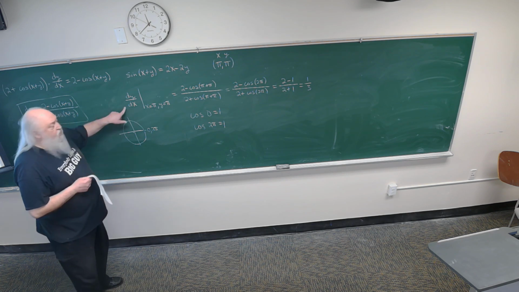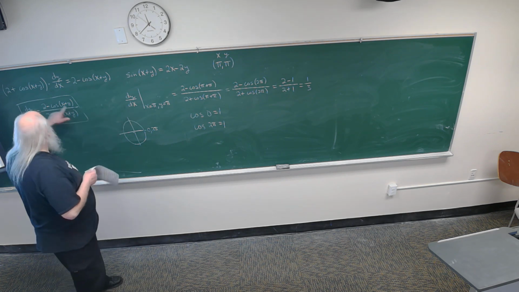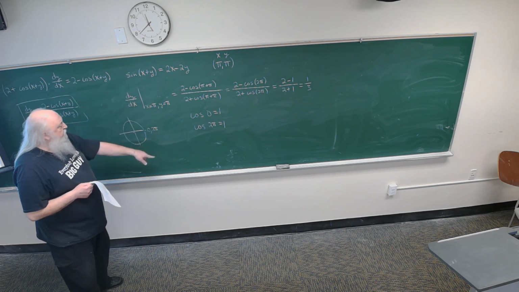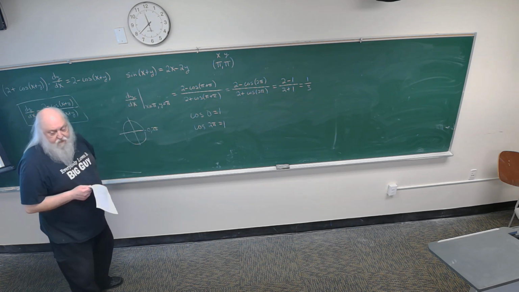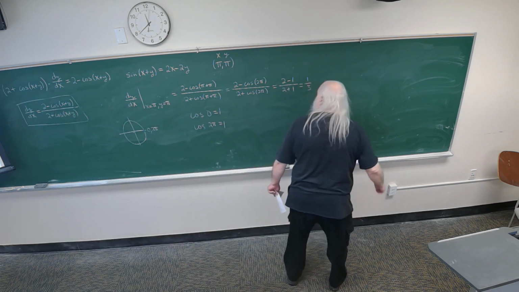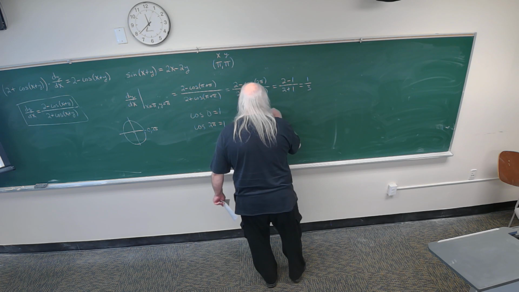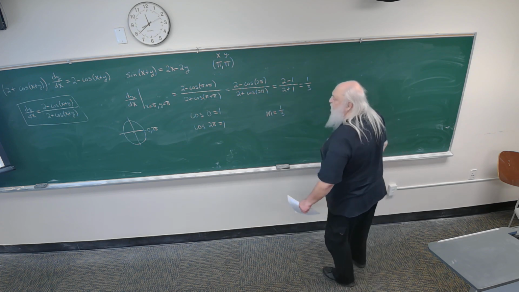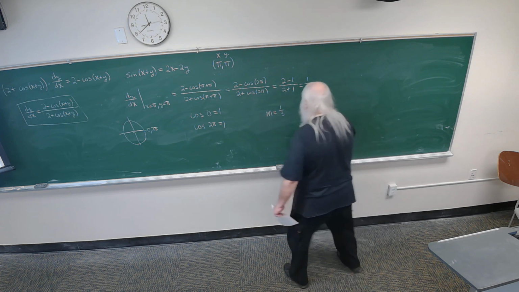So the slope of the curve for this equation at the point pi pi is equal to 1/3. Okay. So m is equal to 1/3. The slope of the tangent line, right, is equal to 1/3.